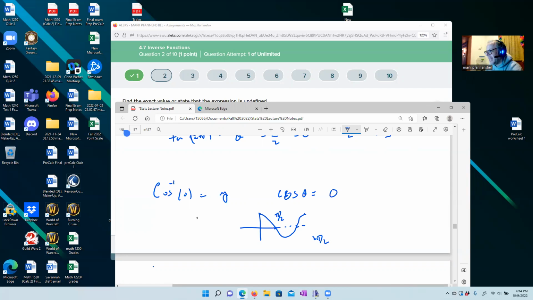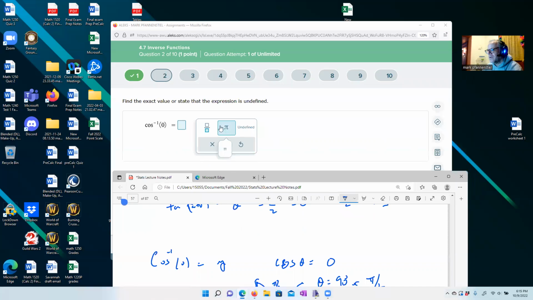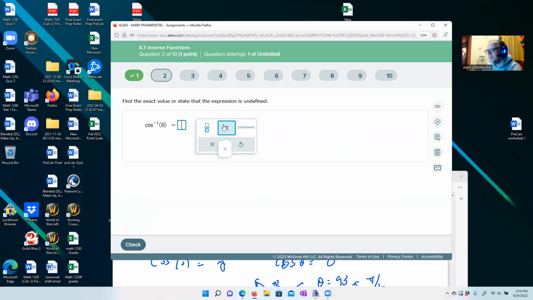Okay, and since I want to keep this to the first or second quadrant, this is the first quadrant, this is the second quadrant, I want to keep this up here. So we're going to end up with pi over 2. So the angle theta is going to equal 90 degrees or pi over 2. Okay, so we're going to be careful about that. So we're going to say this is equal to pi over 2.